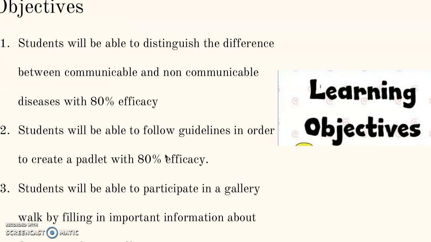So our objectives, students will be able to distinguish the difference between communicable and non-communicable diseases with 80% efficacy. So this is in the beginning stages of our unit, more direct instruction, and we'll get more into that as we move along. But basically just knowing the difference between communicable and non-communicable diseases. So a disease that we can spread to a person versus a disease that you have but you can't spread to another person.